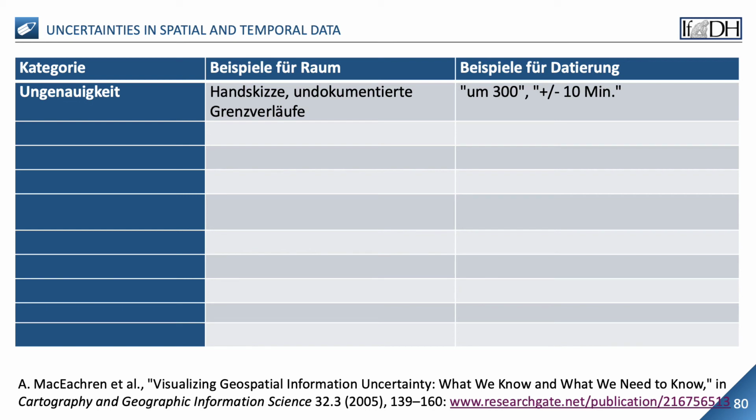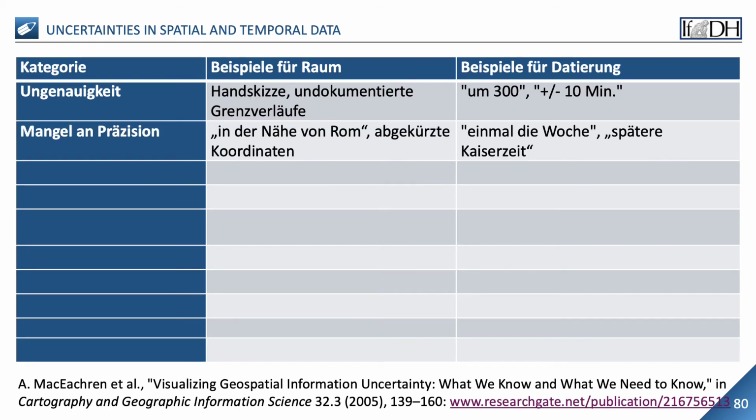As we have seen, imprecision in spatial and temporal data can have various causes. First of all, there is the inaccuracy or general fuzziness in the data, by which I mean the discrepancy between observation and reality, as expressed, for example, in a hand sketch. But this also includes fuzziness that occurs during scaling, or deliberately undocumented boundaries. In the field of dating, such fuzziness is made clear, for example, by an imagined circle or a trailing plus-minus.